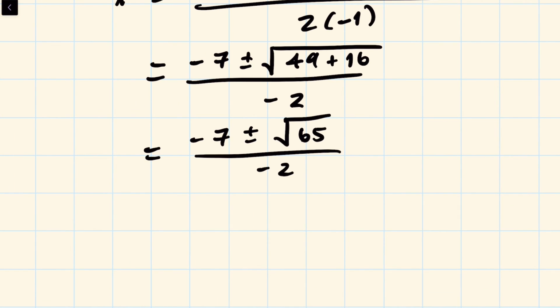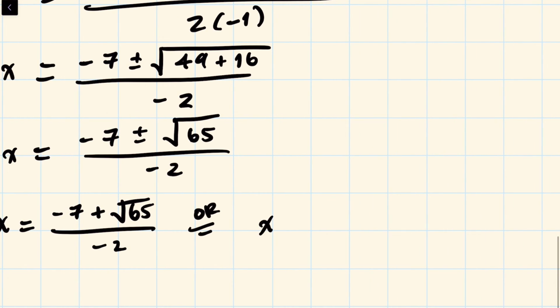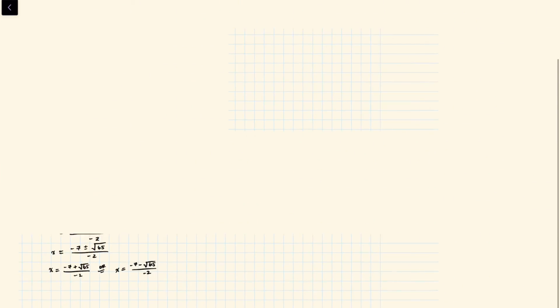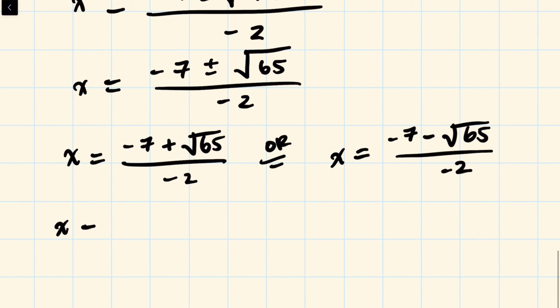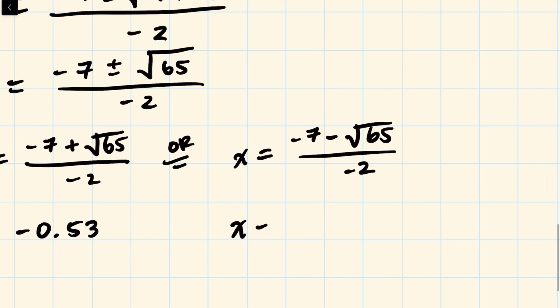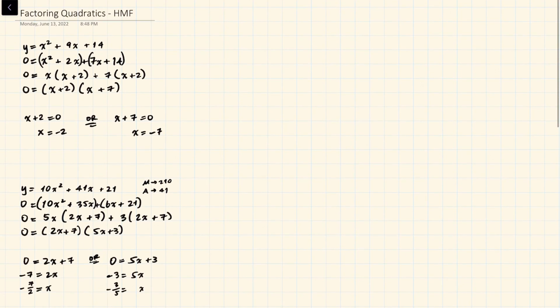Okay, so you have two solutions now. Your x could be negative 7 plus the square root of 65 over negative 2, or we can use the subtraction. In most cases, except for some distinct word problems, both will be valid solutions. Okay, so I will compute those now. Our answers come out to be, rounding to 2 decimal places, 0.53 and 7.53. Okay, great. So that's how you find the roots of a quadratic.